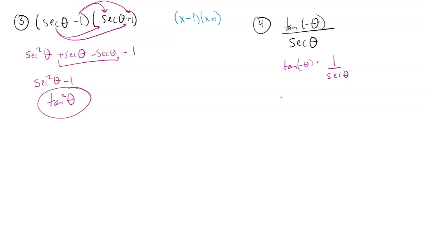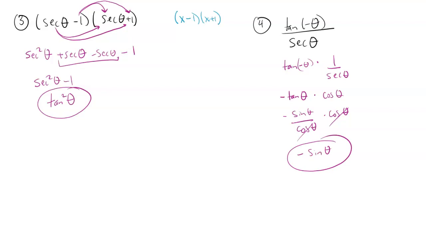So I see the tangent, I'm going to pull out the negative attached to it, right? And for secant, I'm going to go ahead and write that as cosine. And then tangent, again, is sine of theta over cosine of theta, times cosine of theta. What do I notice? Those two cancel away, and my answer is just negative sine of theta.